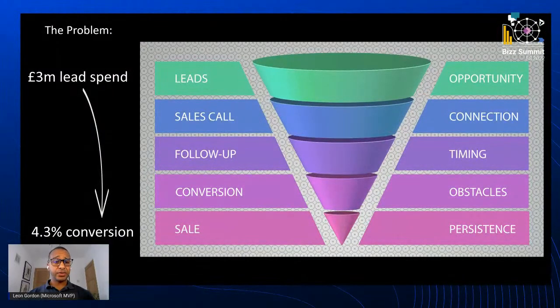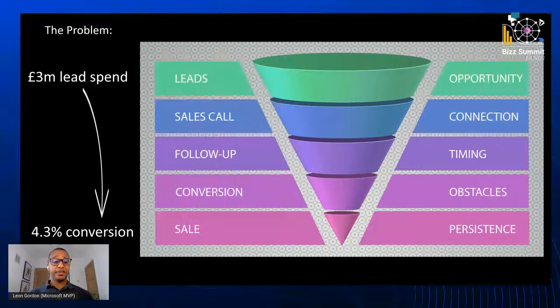Now, this theoretical sales organization has a business problem, okay? They're spending a large amount of money, so £3 million per year, on purchasing lead data. Those leads are then going through the sales funnel, through a sales call, a follow-up call, a conversion, and ultimately, hopefully, ending in a sale. Now, the conversion rate of these sales is very low, at 4.3% conversion rate. So the problem we have here is that our organization is spending a large amount of money on purchasing leads, and is only converting a very small percentage of those leads.